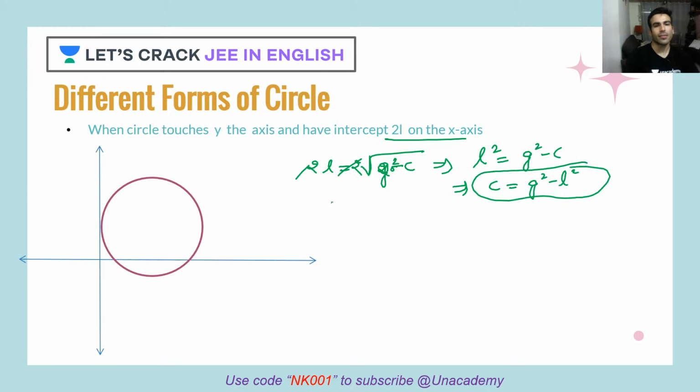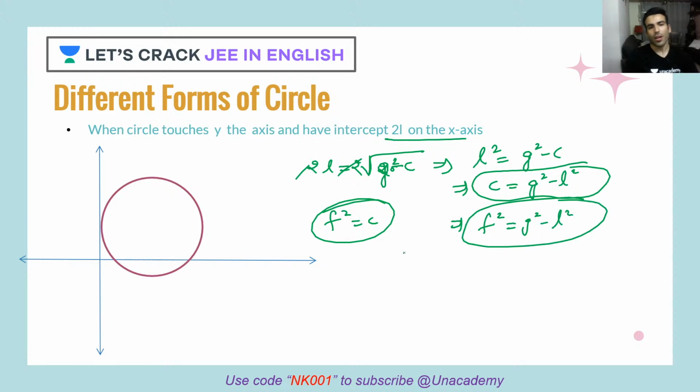And it says the y-axis intercept is 0. So f square is equal to c, correct? So I can use these 2 equations and say that f square is g square minus l square, correct? Again, 2 conditions are given. So we have a total of 3 variables, f, g and c. 2 are known to me, 2 conditions are given, so I can write the entire circle's equation in only one variable.